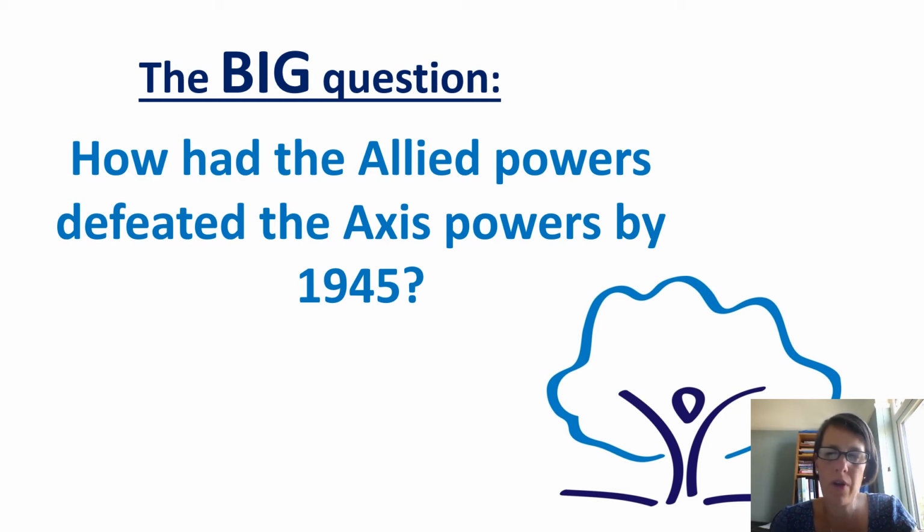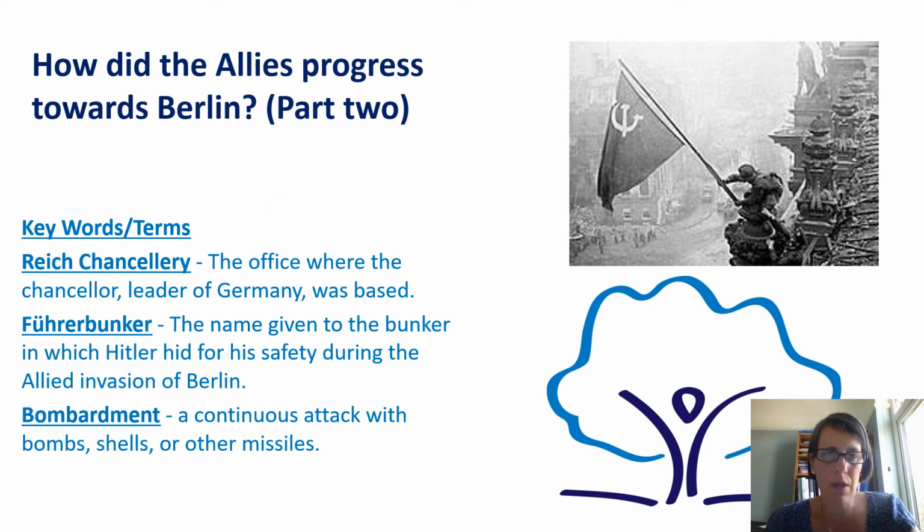Welcome to the final lesson in terms of the content, looking at this big question: how had the Allied powers defeated the Axis powers by 1945? So that's still our main heading, but this is the heading to write down: how did the Allies progress towards Berlin?